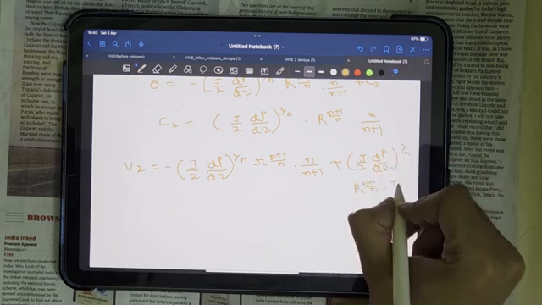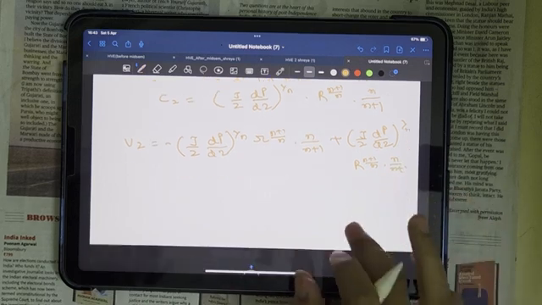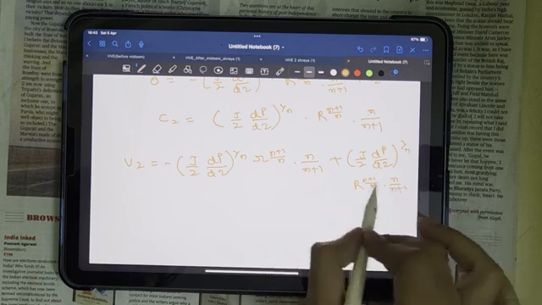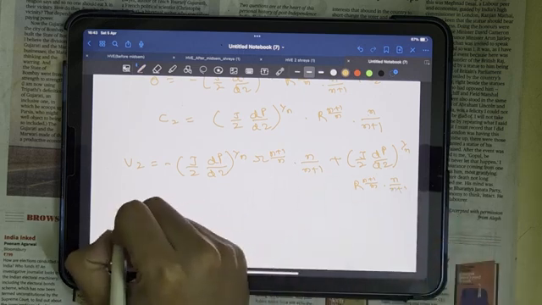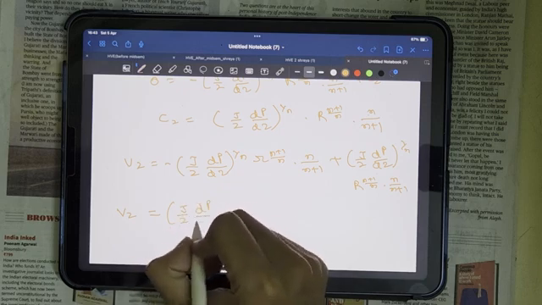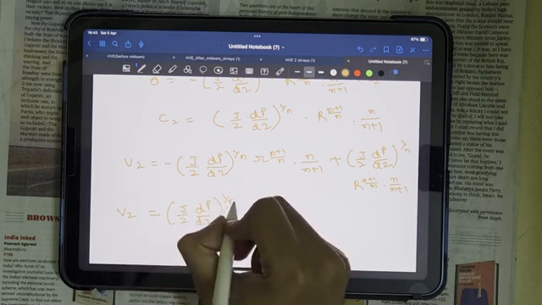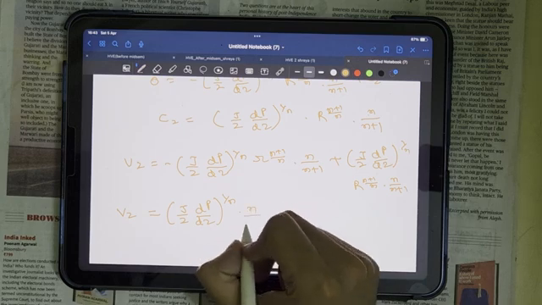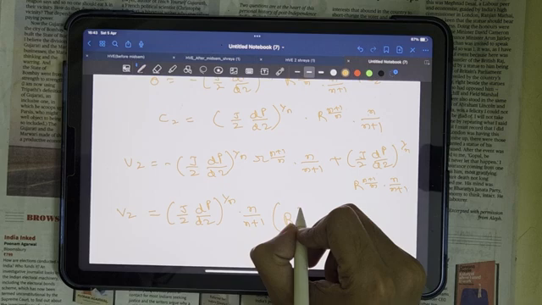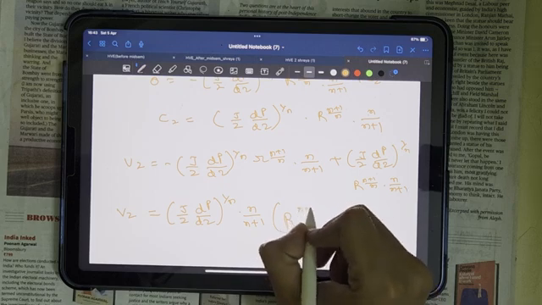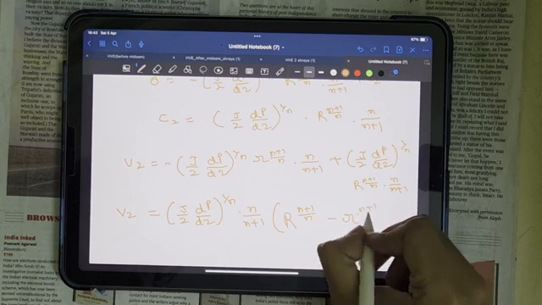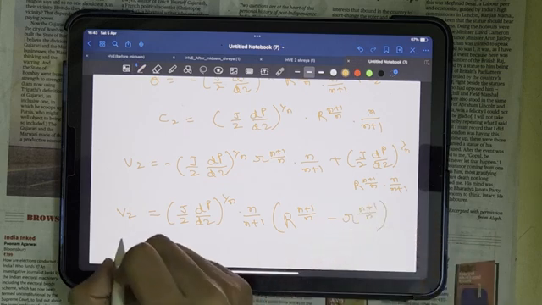Now we can take this j by 2 term and n upon n plus 1 term common from both sides. So we get j by 2 dp by dz to the power 1 by n into n upon n plus 1 into R to the power n plus 1 by n minus small r to the power n plus 1 by n. So this equation will be our velocity profile.